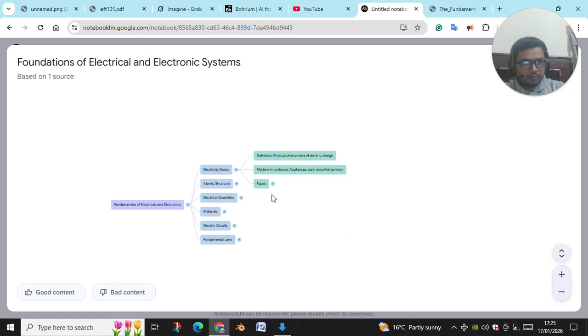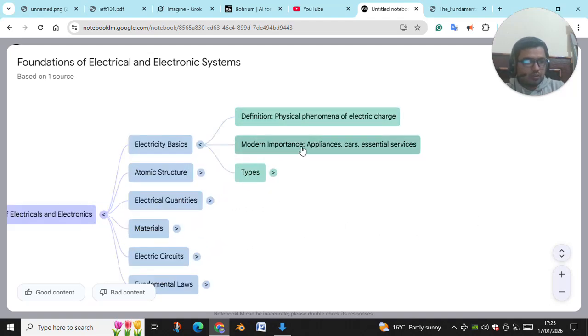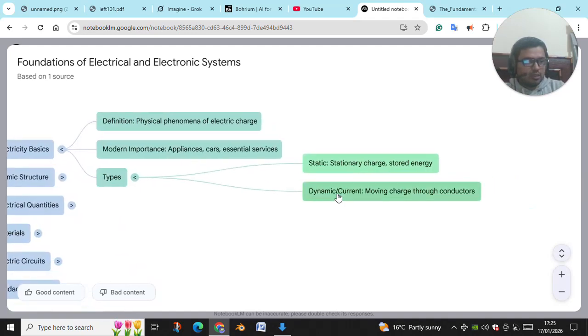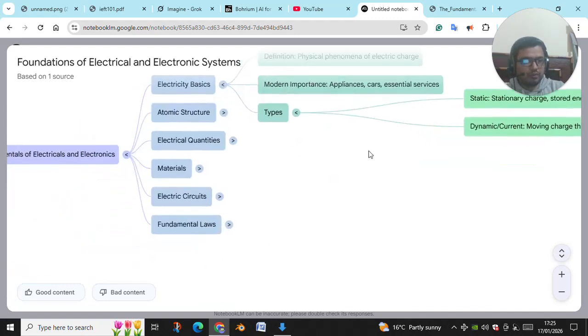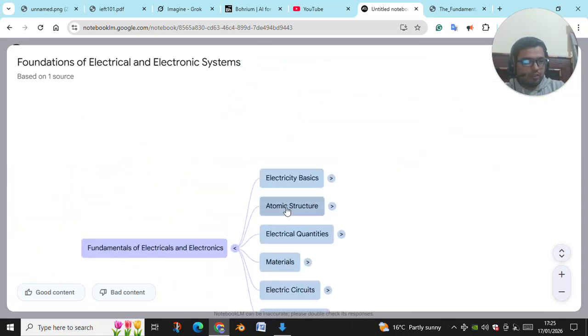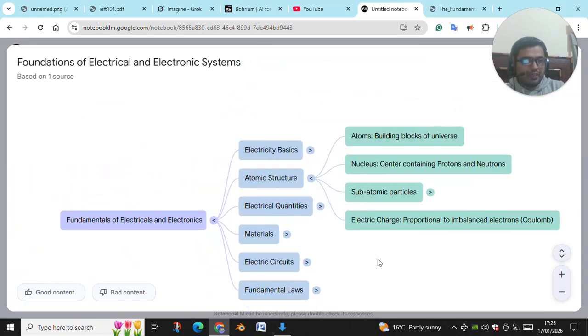Now, modern electricity basics, modern importance: appliances, cars, essential devices. Electricity basics types: there are static, stationary charge, stored energy; and dynamic current, moving charge through conductors. After that, we move to the atomic structure of electricity, electrical and electricity. Atoms: the building blocks of the universe.